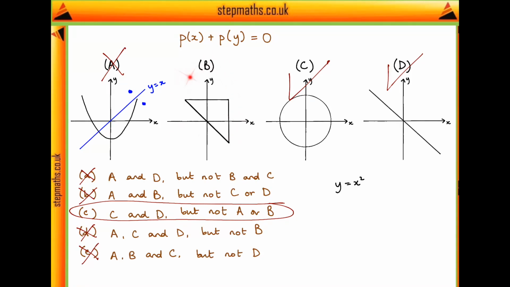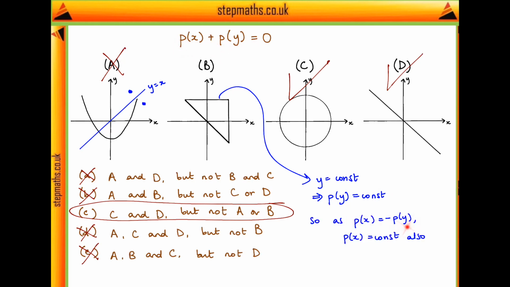Now, if you wanted to look at B, it's a bit more complex than the others. If we look at this bit of the graph, for example, on here, y must be constant. And if y is constant, then p of y must also be constant. But we also have from here that p of x is minus p of y, so that gives us p of x is also constant. So p of x is constant all along here, which means for any x in this range, p of x is constant. But it's also p of y is minus p of x, so it's really an if and only if. If p of x is constant, then p of y is also constant and vice versa.